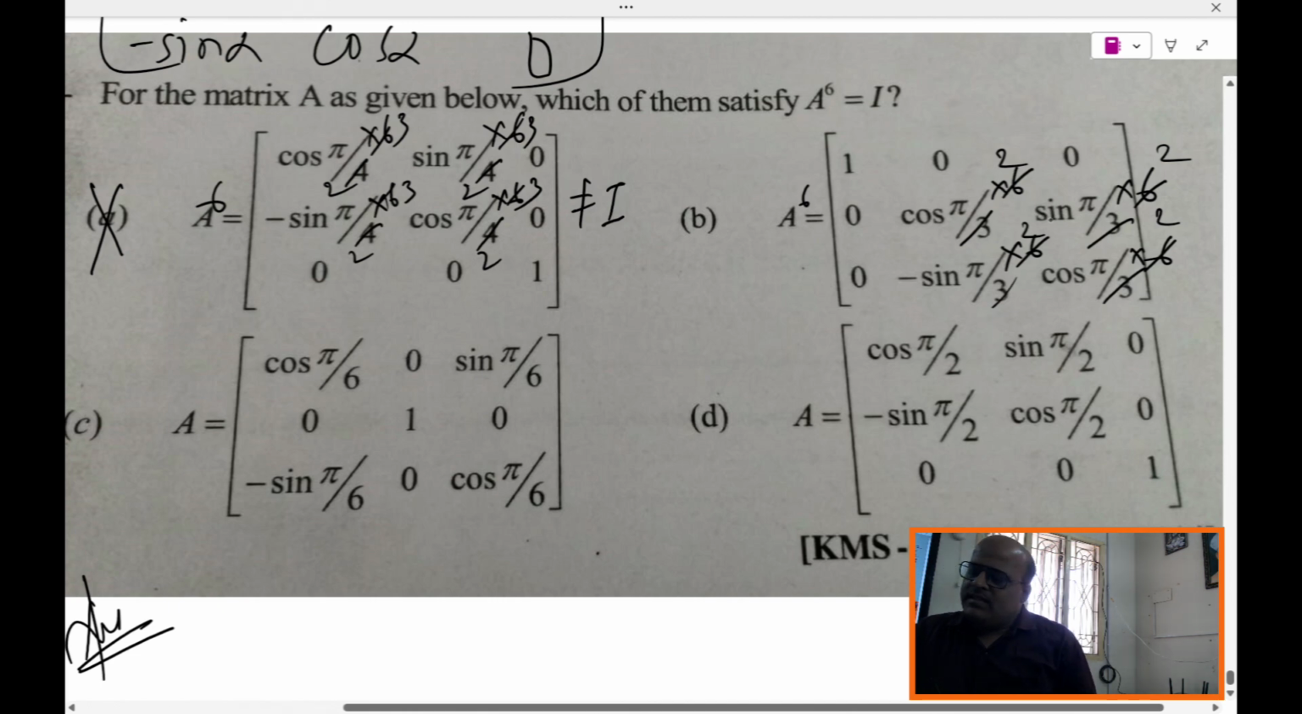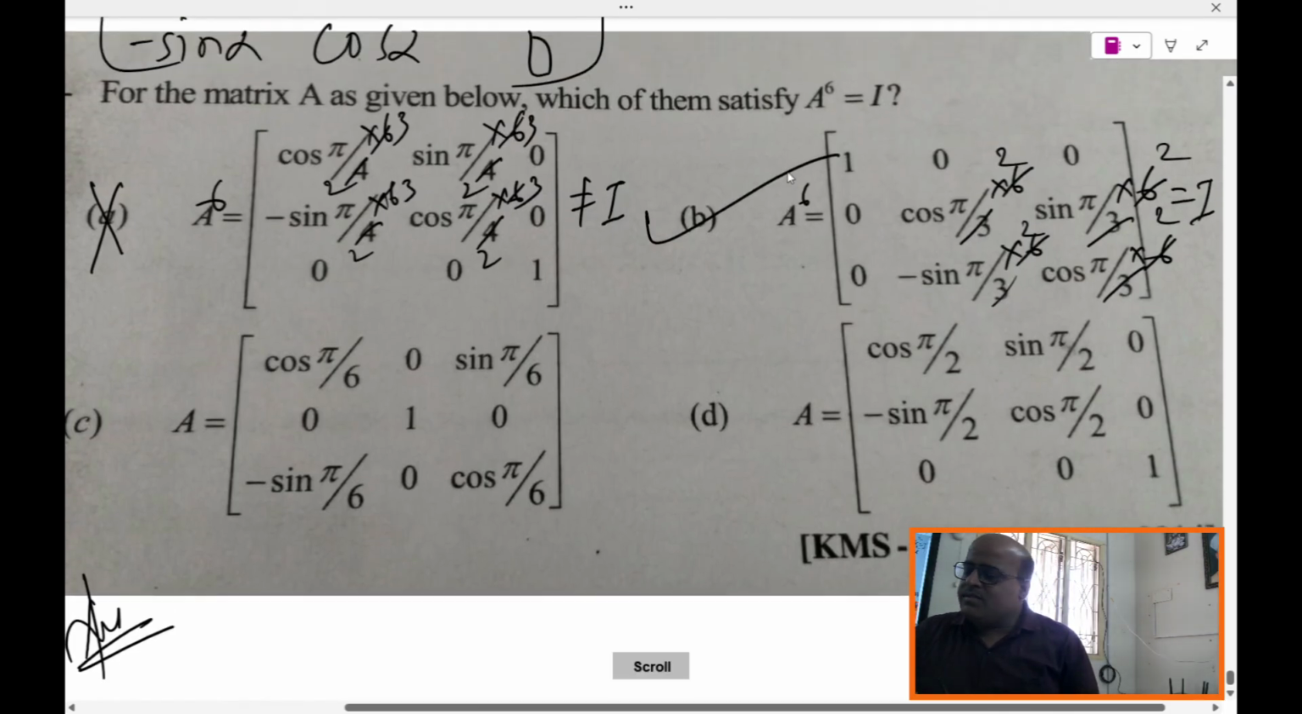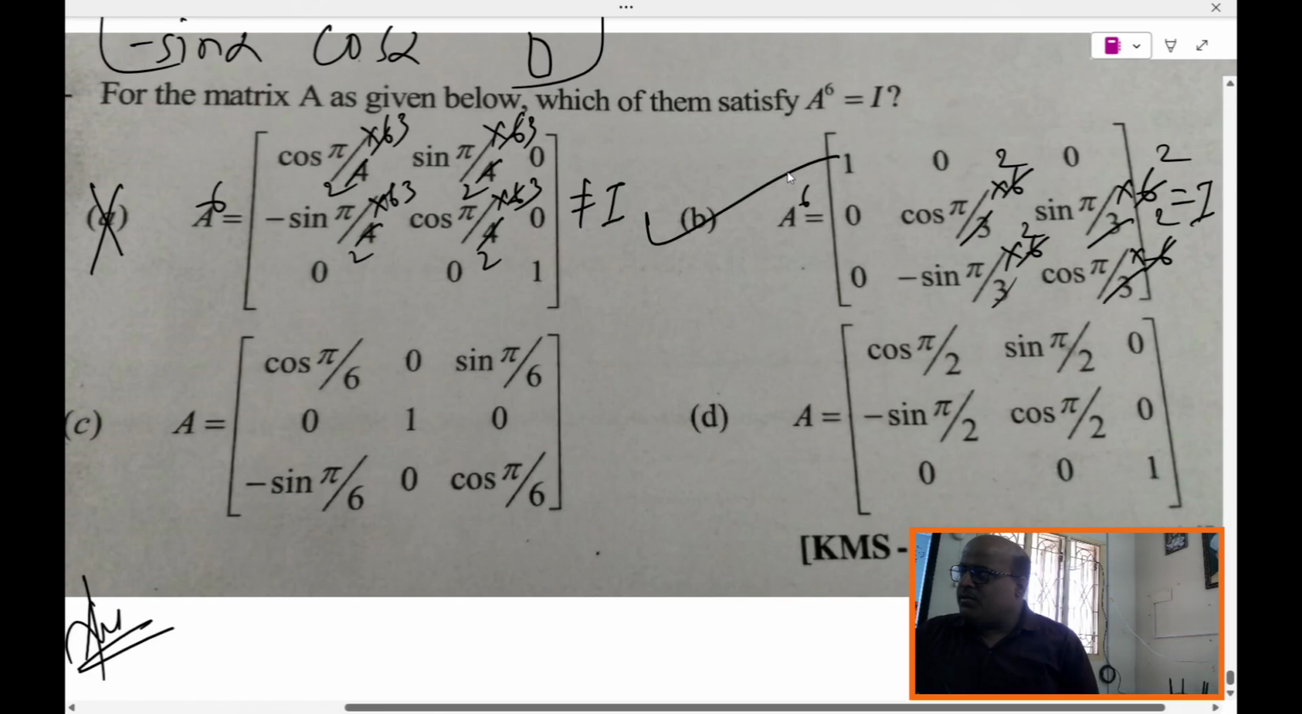sin 2 pi, then this will be the identity. So option B is true. Maybe if this is multiple choice, the third and fourth options also you have to verify.